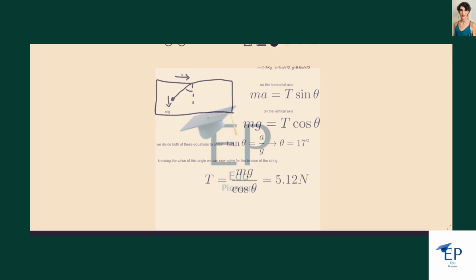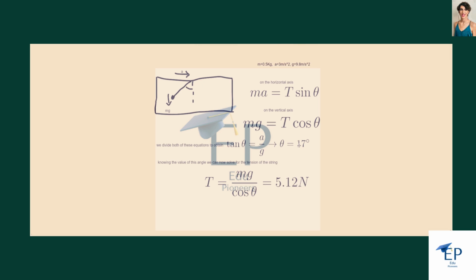Here we have an object of mass m on the inside of a truck, and the truck is accelerating with some acceleration a. The mass of the object is given here, 0.5 kilograms, and the acceleration of the truck is going to be 3 meters per second squared. The situation is that because the truck is accelerating, the object on the end of the string stays suspended at a constant angle.